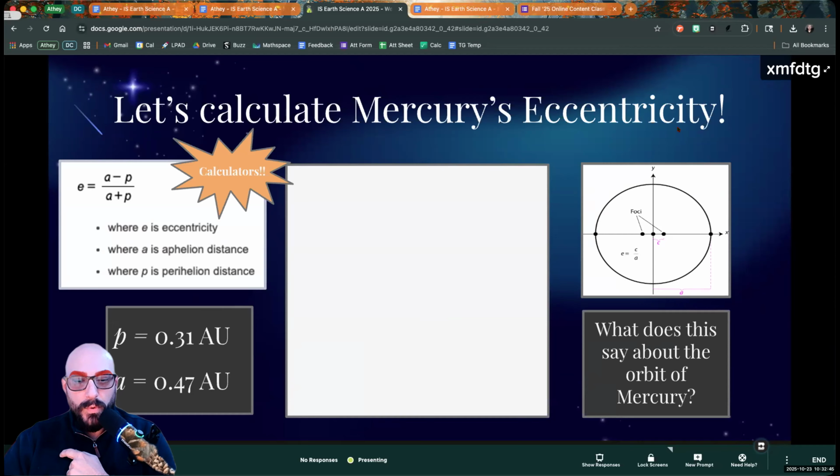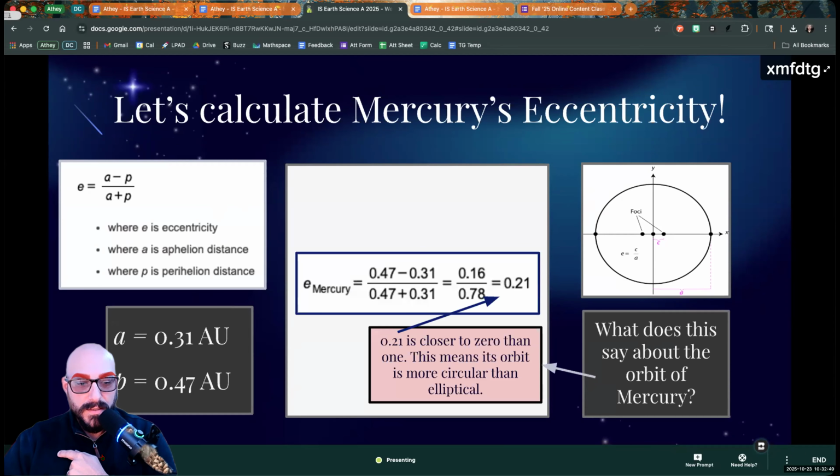Okay. We're not going to calculate Mercury's eccentricity because we are struggling with Pear Deck. It's giving us trouble. Oh, here we go. They're showing up.